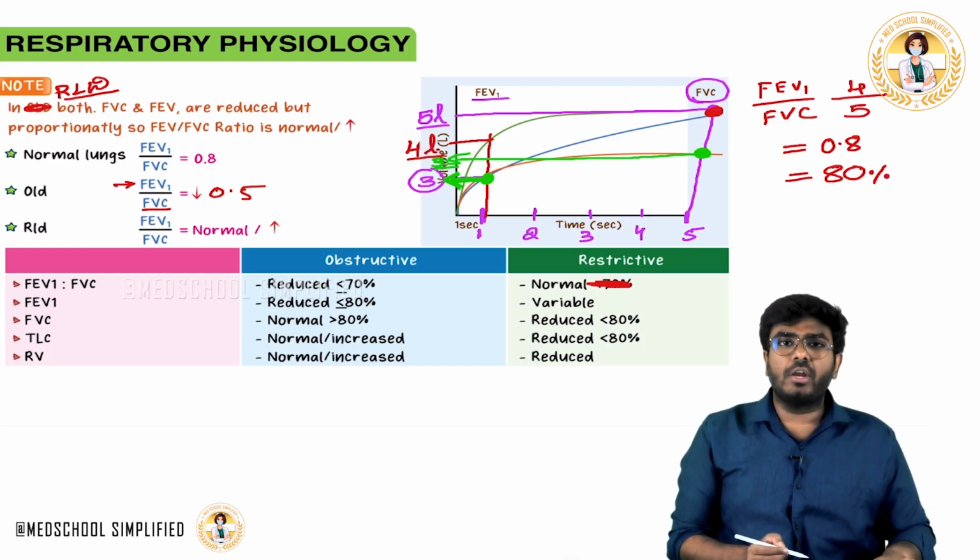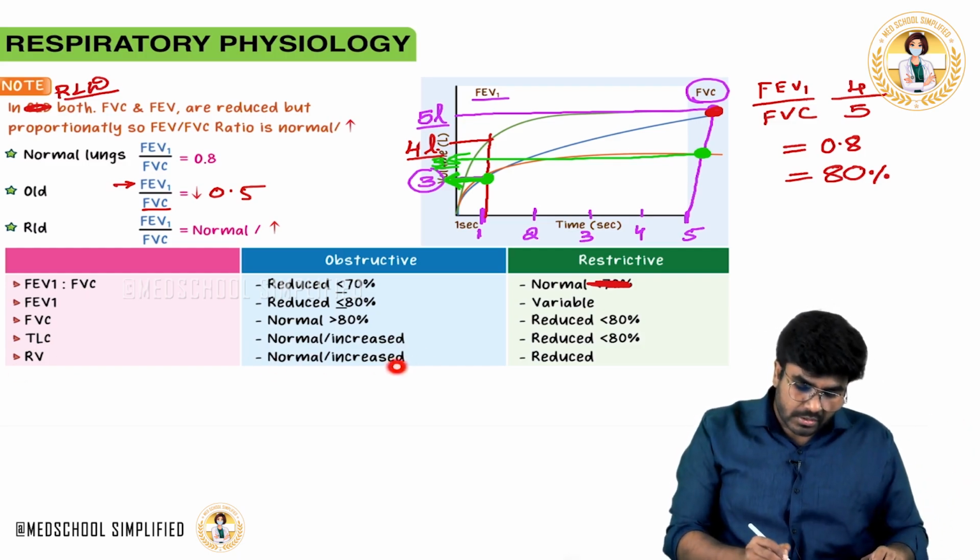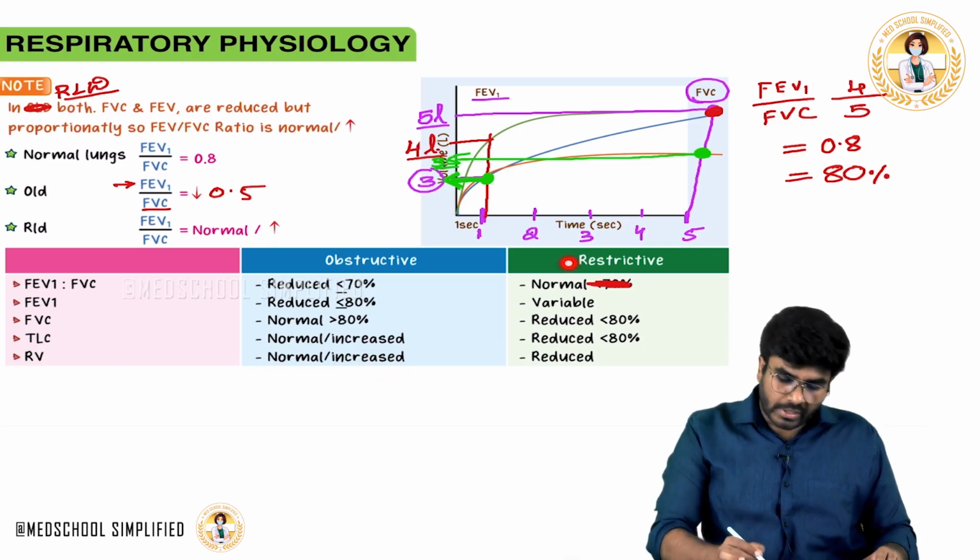And what happened to residual volume? Extra air is getting trapped inside his lungs. So it is increased. Now let's talk about the restrictive side.